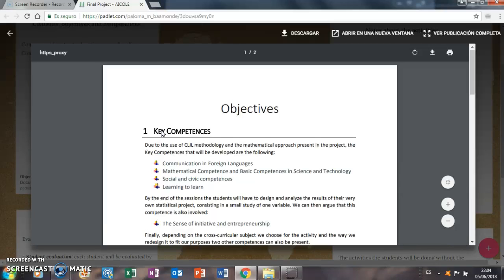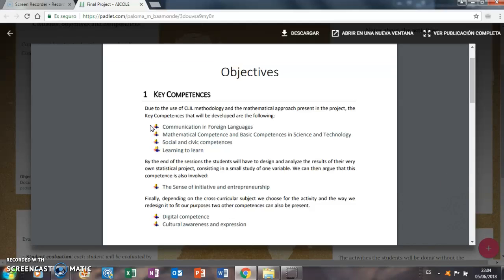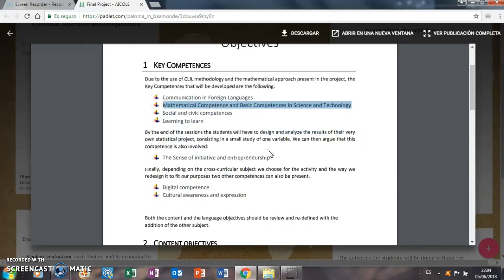And so, with all this in mind, I think that the key competences I will be developing would be, of course, it is a CLIL class, so we are doing these 3 here, which is communication in foreign languages, social and civic competences, and learning how to learn, which are CLIL competences, and also mathematical competences in science and technology, obviously because of the mathematical content.